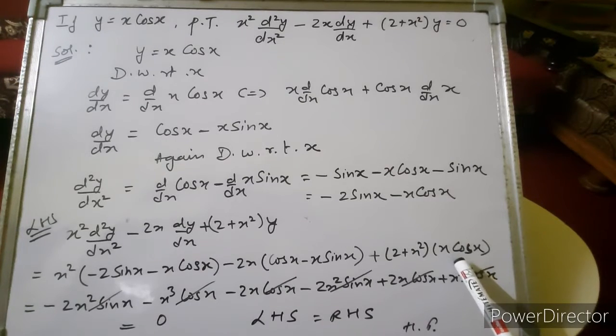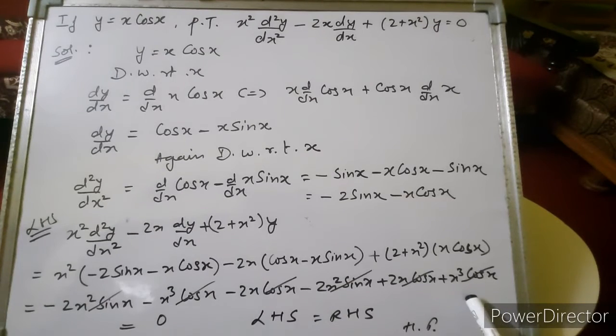Understood? Now what we'll do, we'll just multiply the brackets. We'll multiply this bracket by x square. So if you multiply this x square into this bracket, it will become minus 2x square sin x minus x cube cos x. Here what we'll get? Minus 2x cos x minus 2x square sin x. 2 into x cos x, it will become 2x cos x plus x cube sin x.